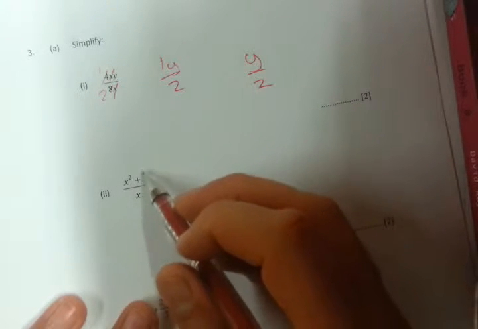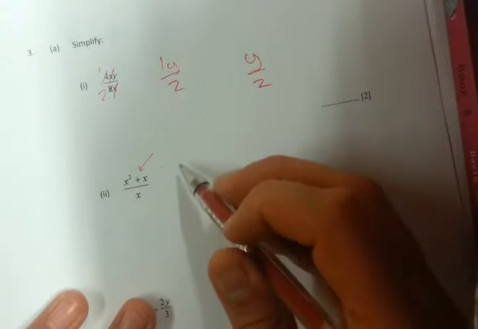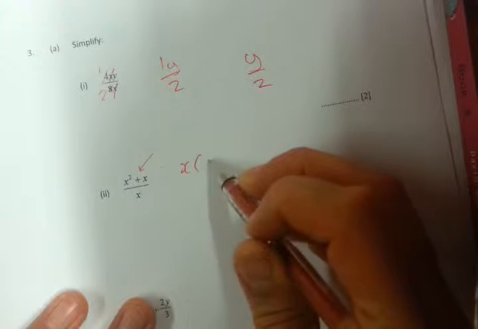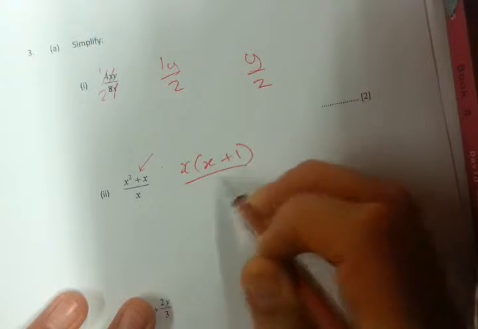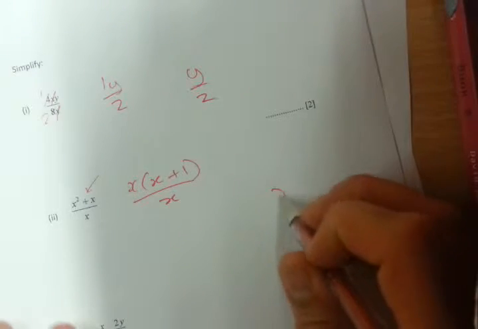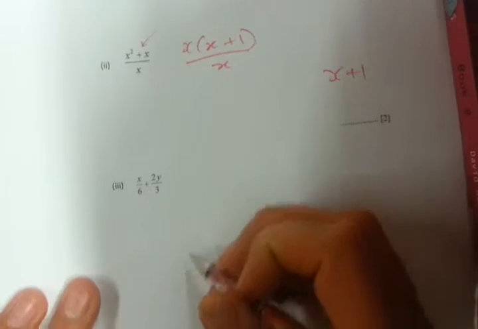This one you can't cancel because there's an x by itself. So that means we need to factorize first. X comes out, we have x times x plus 1. And now these x's can cancel, leaving us with just x plus 1.